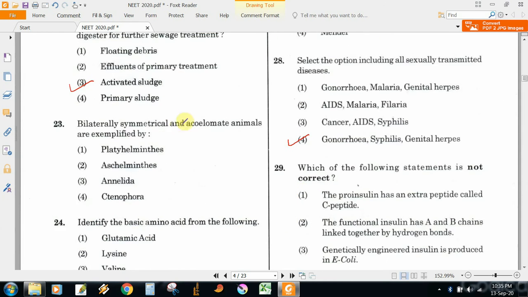Now moving on, bilaterally symmetrical and asymmetrical animals are exemplified by Platyhelminthes, Aschelminthes, Annelida, and Ctenophora. So being acoelomate and being bilaterally symmetrical, only Platyhelminthes show this kind of property.